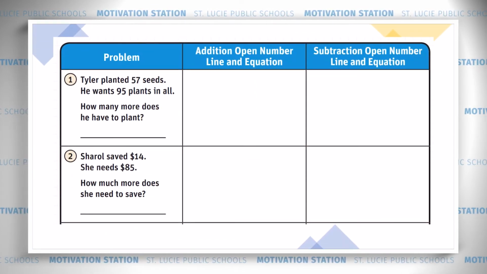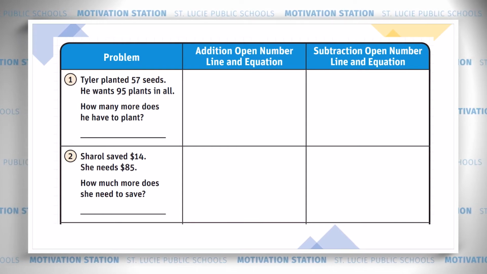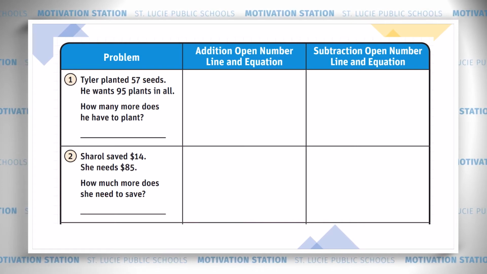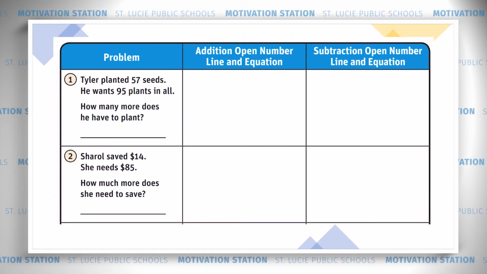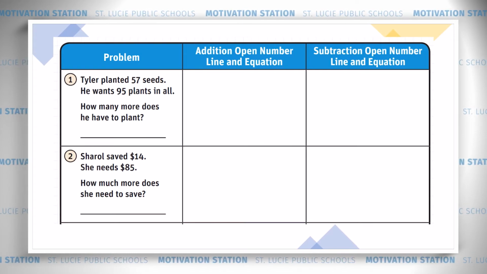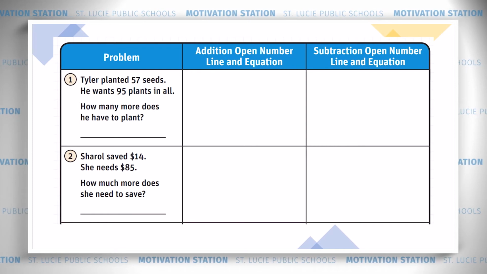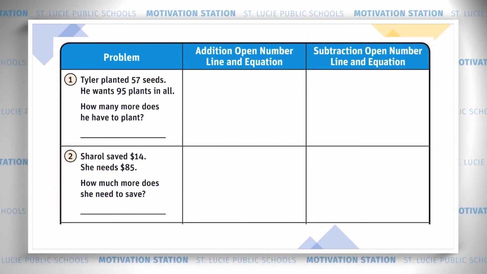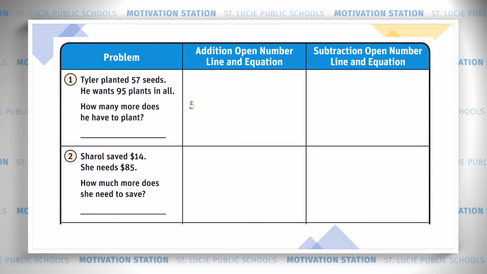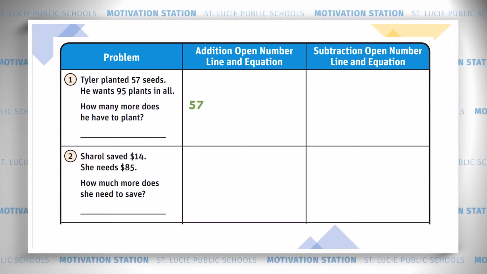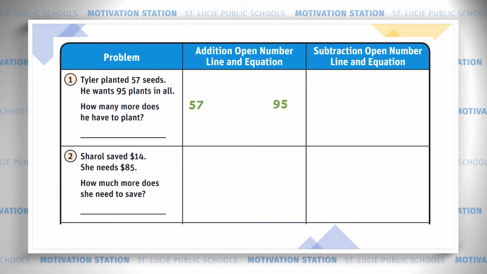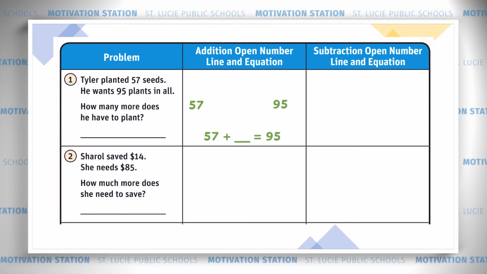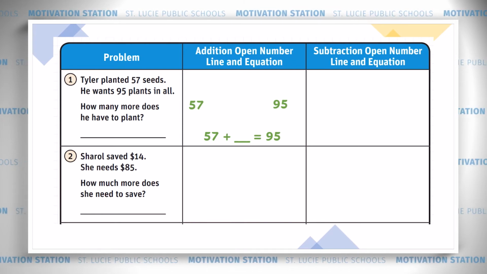Number 1. Tyler planted 57 seeds. He wants 95 plants in all. How many more does he have to plant? Well, we have a part, 57, and the whole that he wants, 95. We need to figure out the other part. We will solve with addition and subtraction. What I've put on the screen, you need to record in your workspace book. For addition, we start with our low number, 57. That's our first part. We end at our whole, which is 95, our high number. Our equation will be 57 plus blank equals 95. Go ahead and write that down now.